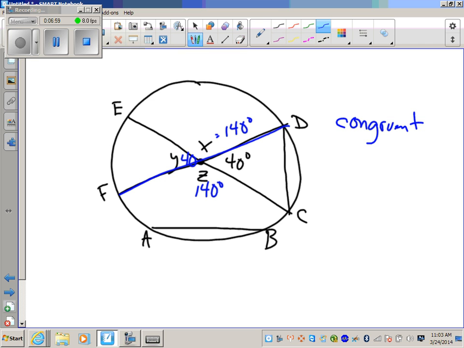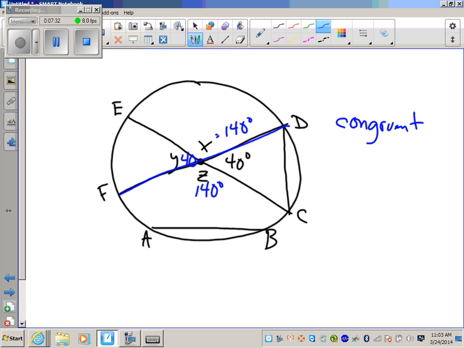Question number 1. The measurement of angle x was what? 140. The measurement of angle y? 40. The measurement of angle z? And 4 says the measurement of angle x plus the measurement of angle y. 180. Very good. Number 5, identify two chords that are not diameters.